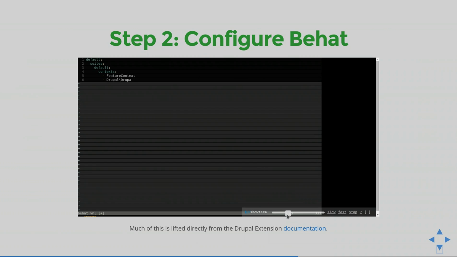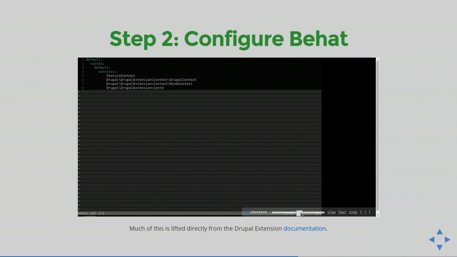And then you set up the context that you want to use. FeatureContext is what is going to be set up automatically for you to be able to add your own custom steps. So we'll look at that a little bit later. The Drupal context, as you imagine, provides steps that are specific to Drupal.